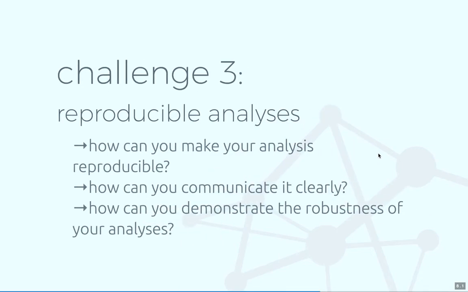All right. So the third and final challenge we're going to be talking about is performing reproducible analyses. It's very important in science that your findings are reproducible, or at least the principles therein are. Otherwise, if you're not reproducible or generalizable, your science isn't very impactful because it isn't able to influence other science. So how can we make these analyses reproducible? How can you communicate it clearly? And how can you demonstrate that your analysis is robust?